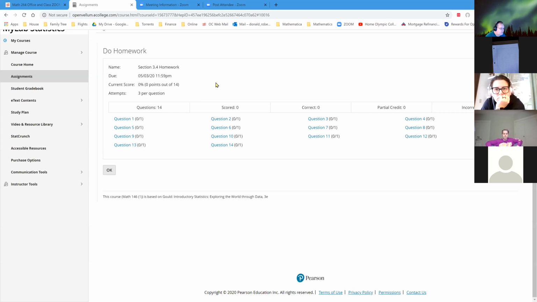Right, this is section 3.4. So if you don't have any particular problem, I'm just going to pick one of these and see what it looks like. So 7's my lucky number. Let's see what it looks like. So just give you a feel for how these questions work.